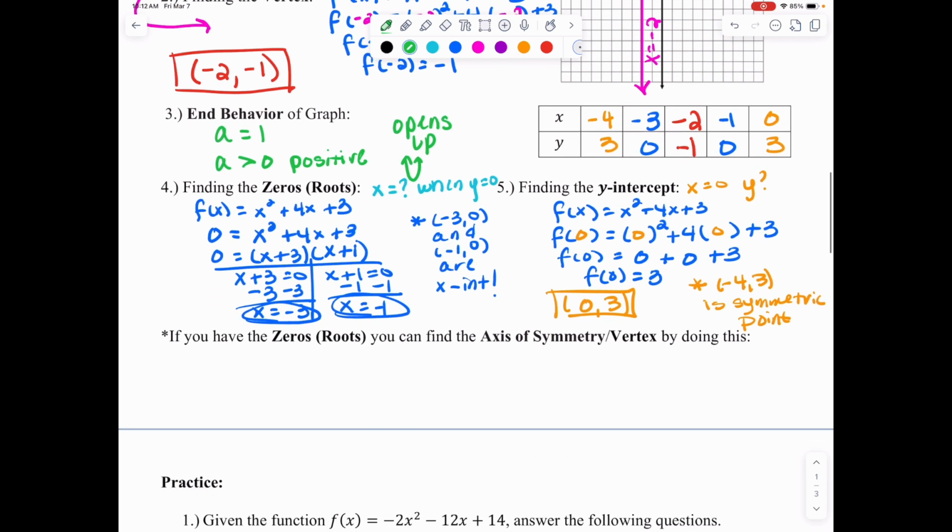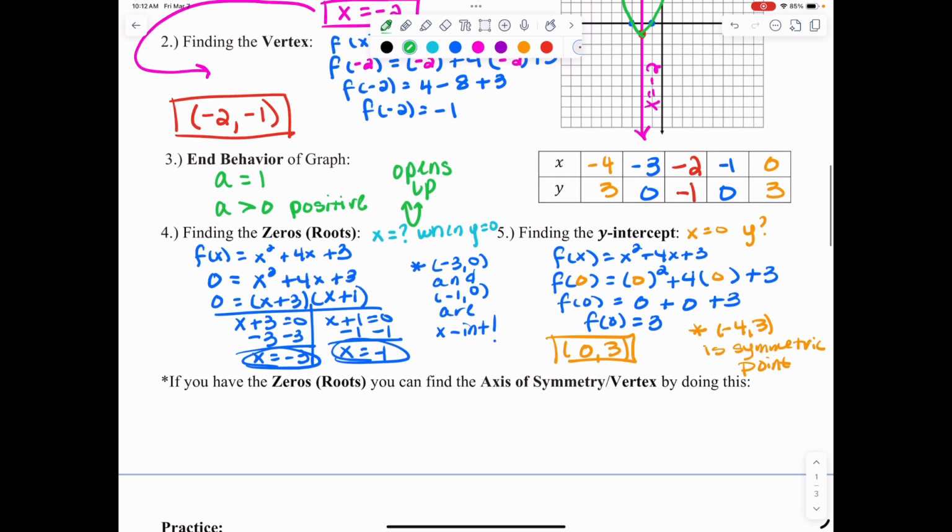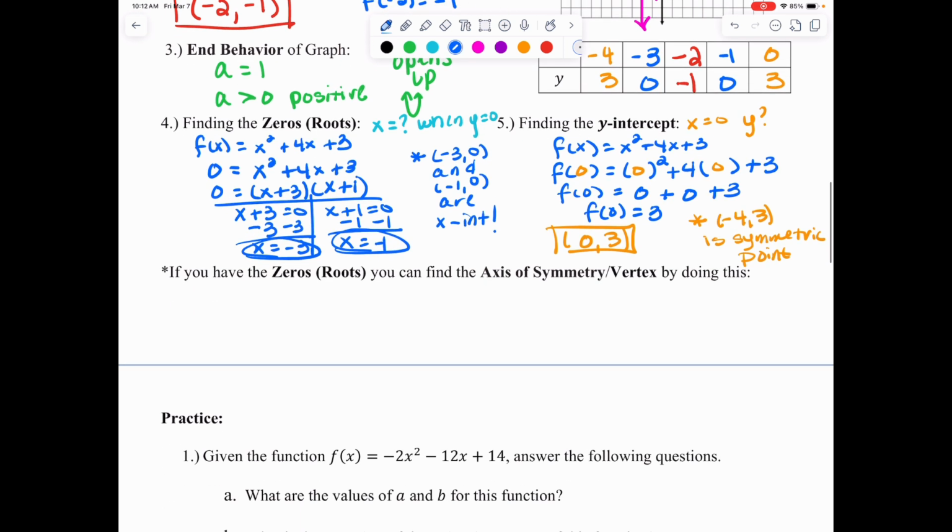Now, one additional note I want to talk to you about before you try your practice is that there's actually another way to find the zeros or roots. You can find the axis of symmetry and vertex by doing it from those roots. So if you have the zeros or roots, let's start there. We do. All right, we know what they are.